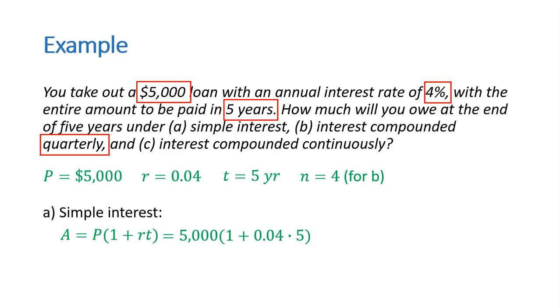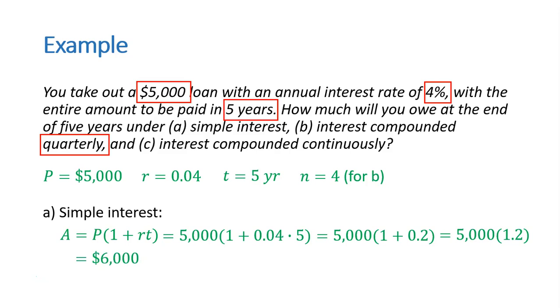Now I need to follow order of operations to simplify everything. So I start inside parentheses, and then inside parentheses I have an addition and I have a multiplication, so I need to do the multiplication first. So we're just going to go step by step and do one step at each time. So 0.04 times 5 simplifies to 0.2. Now I need to do the addition. So 1 plus 0.2 simplifies to 1.2. There is no exponent in this case, so I can immediately jump to my final multiplication. So 5,000 times 1.2 simplifies down to $6,000.